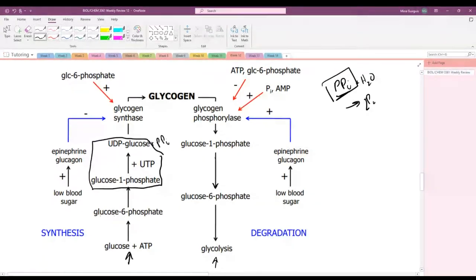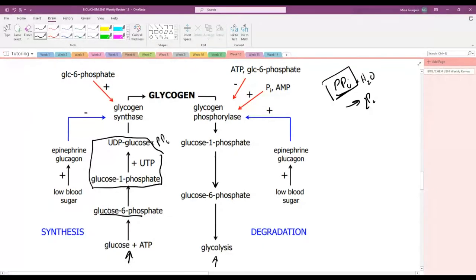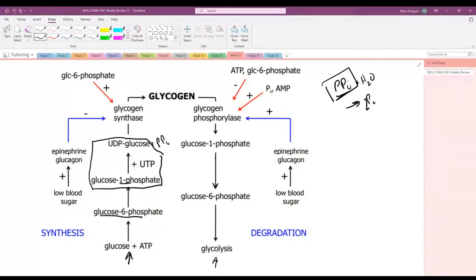So glucose plus ATP gives us G6P, same as glycolysis. G6P is then isomerized to G1P. I'm not sure if I actually mentioned it, now that I think about it, I apologize. That uses phosphoglucomutase. So we've used a mutase before. It's very similar to an isomerase. Phosphogluco, because it's a glucose with a phosphate. Makes sense.